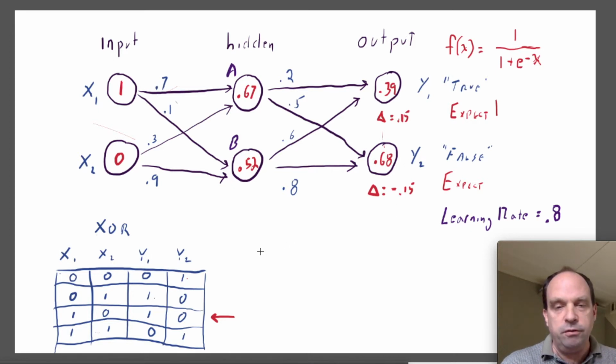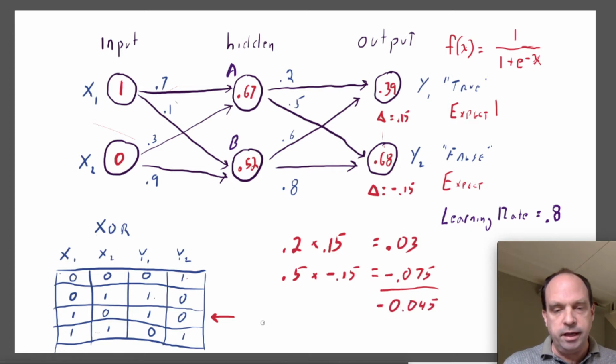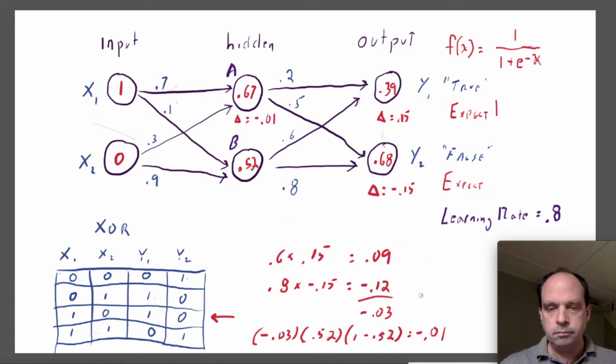So we'll calculate the weighted sums first. From y1, we had a weight of 0.2 times a delta of 0.15. And for y2, we had a weight of 0.5 times a delta of negative 0.15. So we get 0.03 and negative 0.075. And our weighted sum is negative 0.045. Again, we'll take that and multiply it by the sigmoid derivative, this time focused on the value of node A, and we get negative 0.01 approximately. I've shown all the math here for node B. I'm not going to go through it, but you can confirm that the delta for node B should be also approximately negative 0.01.